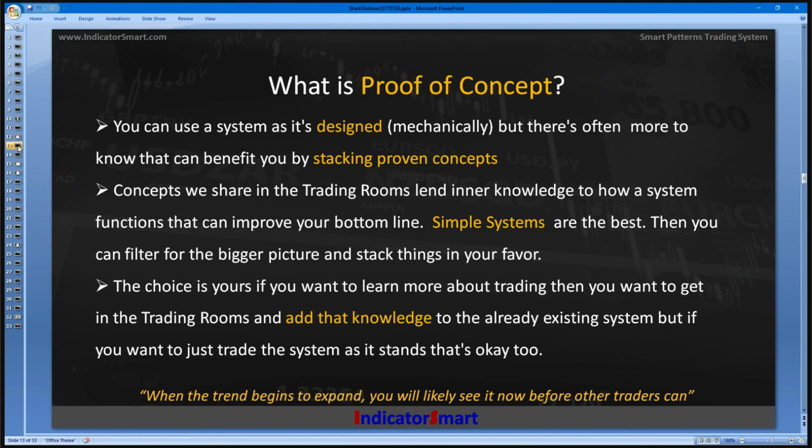So you can use a system as it's designed, just like we just looked at this mechanical system, and it's got a bit of a bias in your favor. But we talked a minute ago about making a trading system that's made up of various components, okay? And the concepts that we share in the trading room are often more of these components than you really even want to know. But we know many different things that can help us to understand where the market's more likely to move or not, where the market's trending or not.